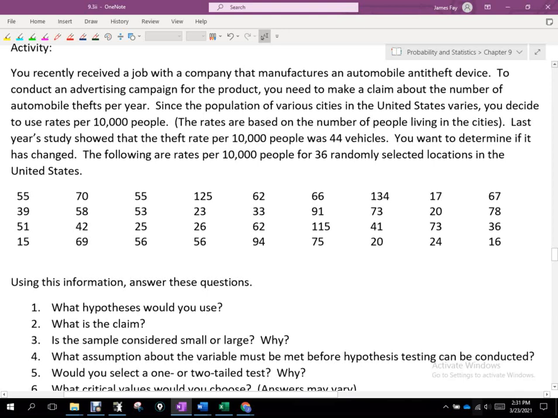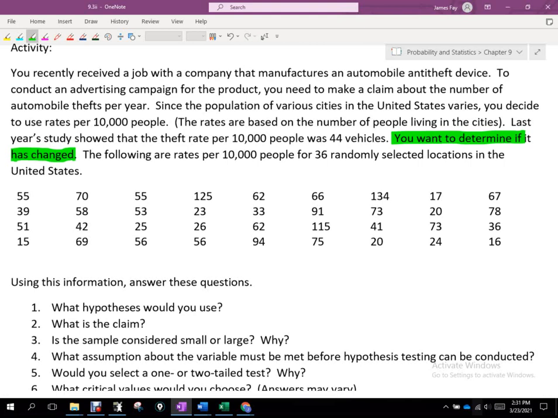Okay? So when I write that phrase, you want to determine if it has changed, we're ultimately making the claim that things have changed. And that's why I said earlier, and I misspoke on the first question, that I thought I wrote the first question where the claim was kind of fuzzy. That's the claim right there.